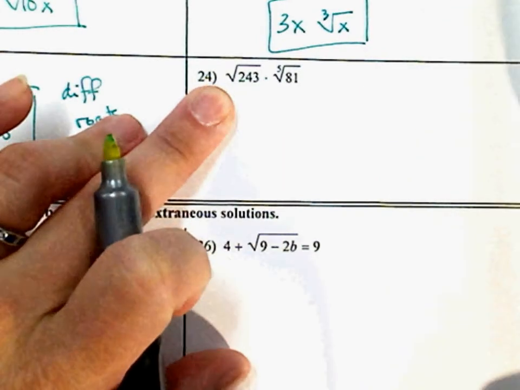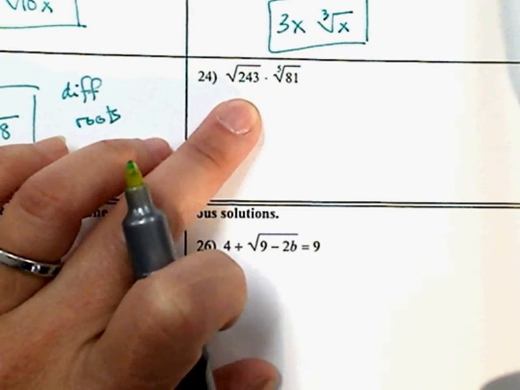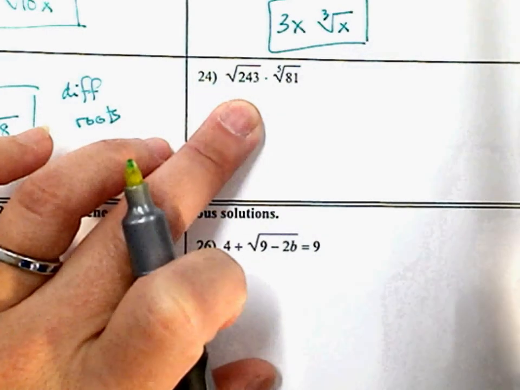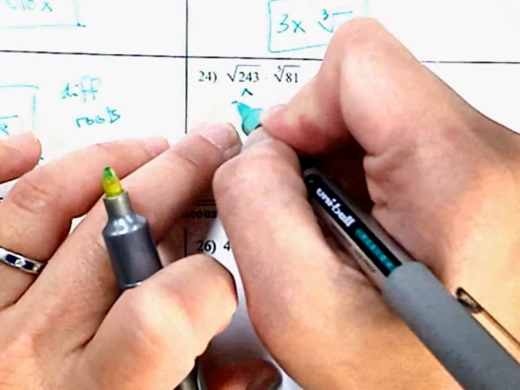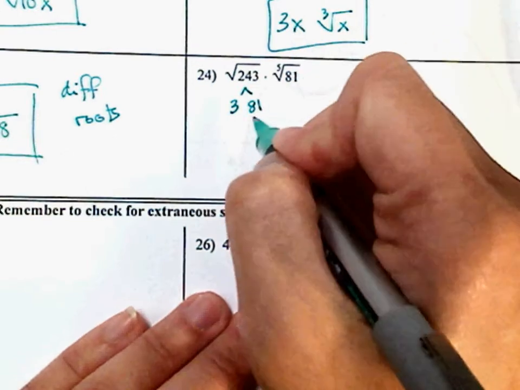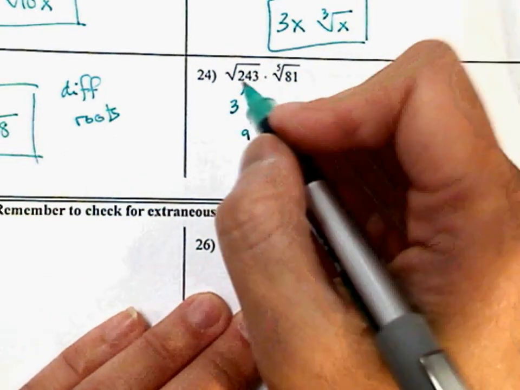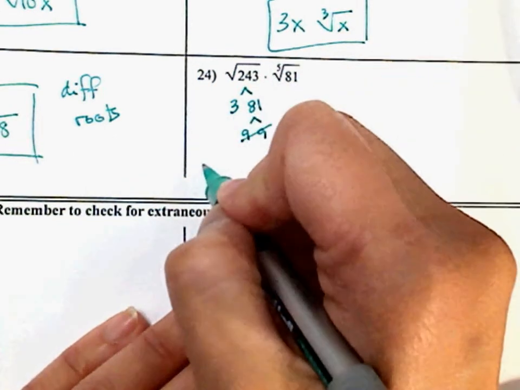Is that a whole number? There's no factors of 243. Let me check. 243 divided by 3 is 3 and 81. Factors of 81 is 9 and 9. All right, so I'm going to rewrite this. Here's a pair with 3 left over.